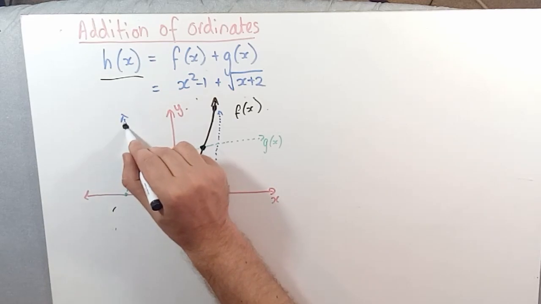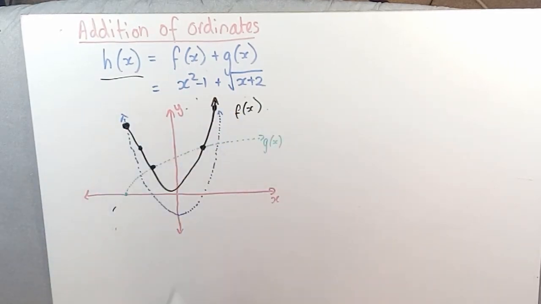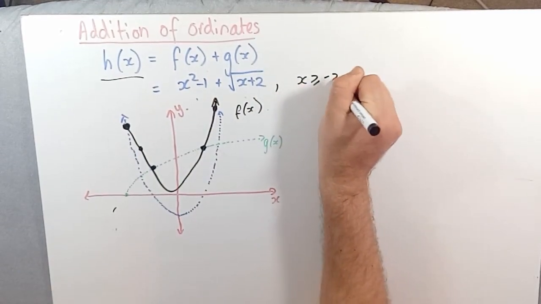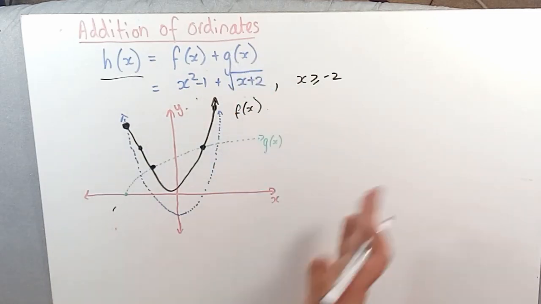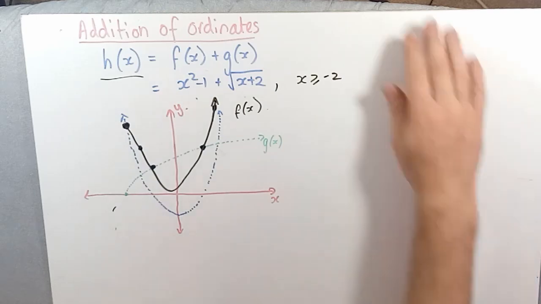Now, remember at the end of the graph here, because we know this is only going to be defined for x greater than or equal to -2, that's the stopping point there, whereas it goes on forever in the other direction. So I've got an arrow there to represent that. Okay, next one.